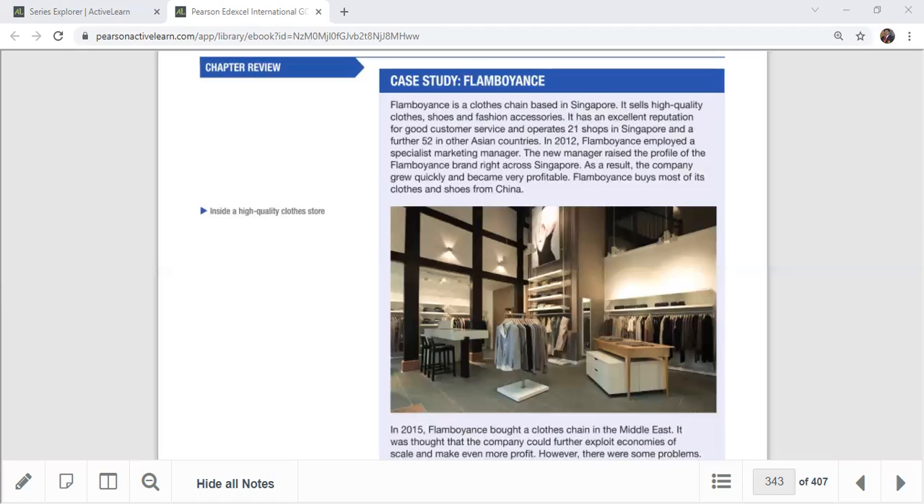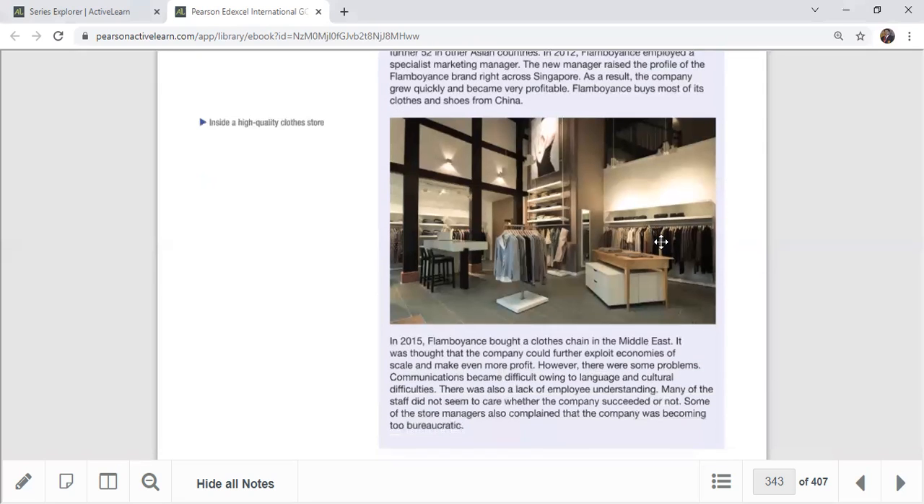However, there were some problems. Communications became very difficult owing to language and cultural difficulties. There was also a lack of employee understanding. Many of the staff did not seem to care whether the company succeeded or not. Some of the store managers also complained that the company was becoming too bureaucratic.